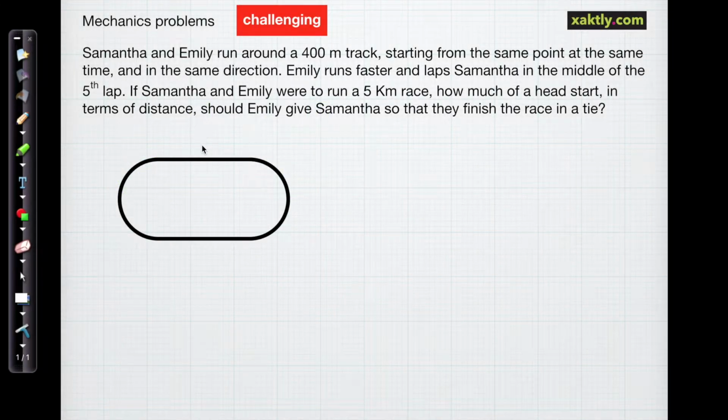Okay, here's a mechanics problem, just a speed, distance, time problem, but it's pretty challenging because of the algebra involved. What we have are two women who are running around a track. One's faster than the other. They start at the same time, and one laps the other in 5.5 laps.